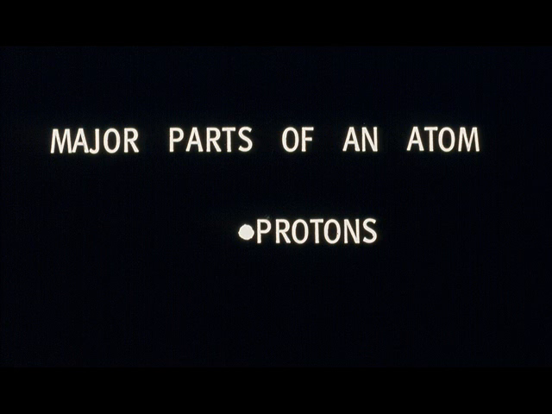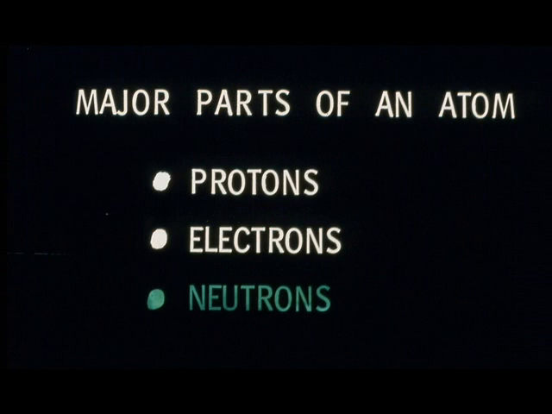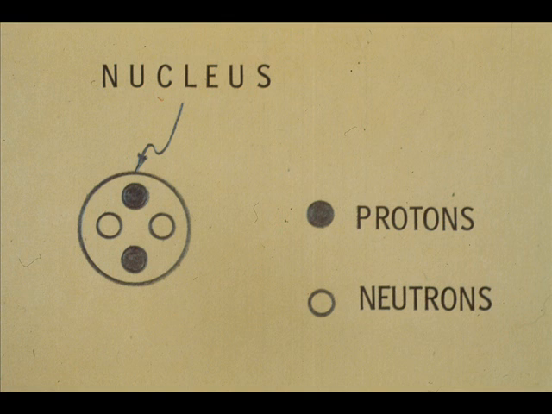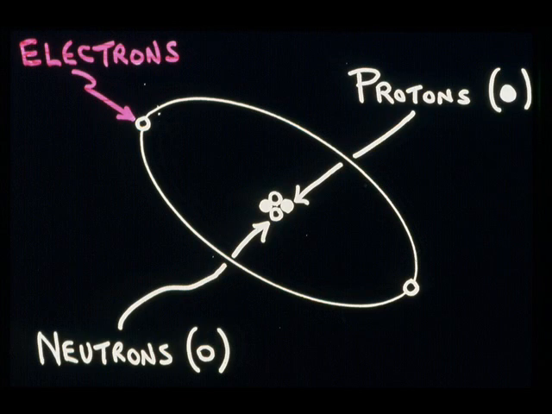The major parts of an atom are protons, electrons, and neutrons. An atom consists of a nucleus, which is made up of protons and neutrons, with electrons revolving around this nucleus in what are called rings, or shells. Now let's examine these parts individually.